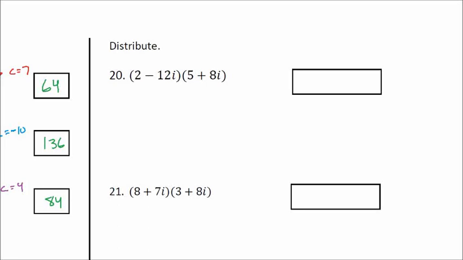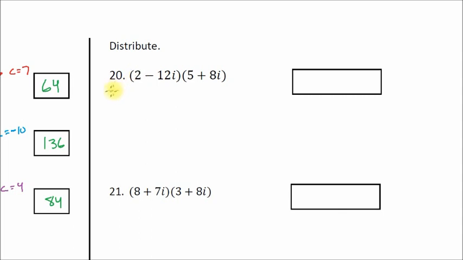Okay, we're at question number 20, which the prompt says to distribute. Oh, we've got complex numbers. All right. We've covered this recently, so hopefully this is fresh in your mind. When you distribute complex numbers, everything goes the same as the normal distribution of two binomials. We got a little bit of an interesting thing at the end when we get an i squared. So let's go ahead and start our distribution.